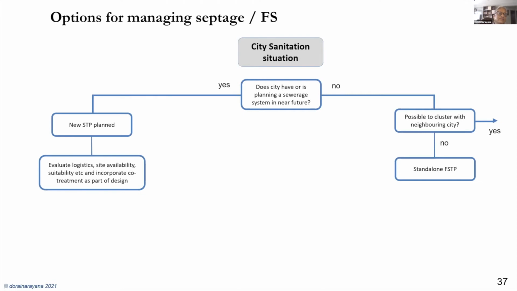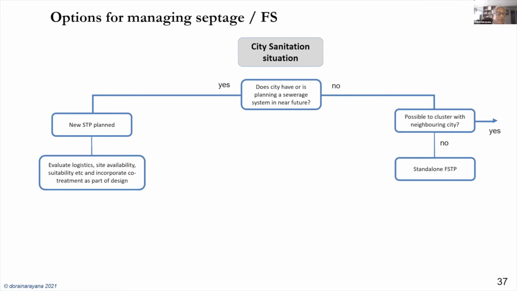Now if the answer is yes, a new sewage treatment plant is being planned for the city, this is a good scenario in the sense that we have not built anything yet, so it's being planned. And therefore we can evaluate the logistics of using the new sewage treatment plant for the purpose of co-treatment. Look at site availability. Is there enough land within that site to accommodate whatever pre-treatment or other ancillary facilities that you are planning as part of the co-treatment scheme?